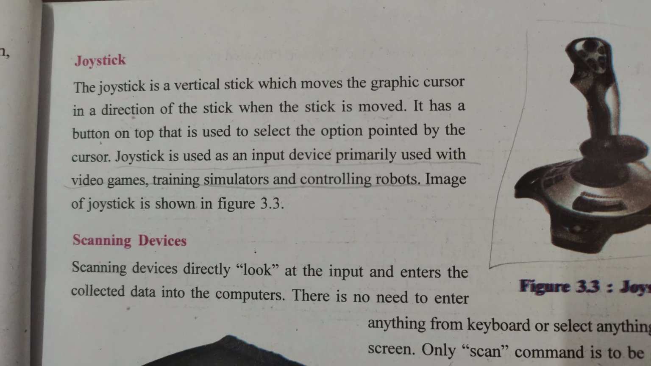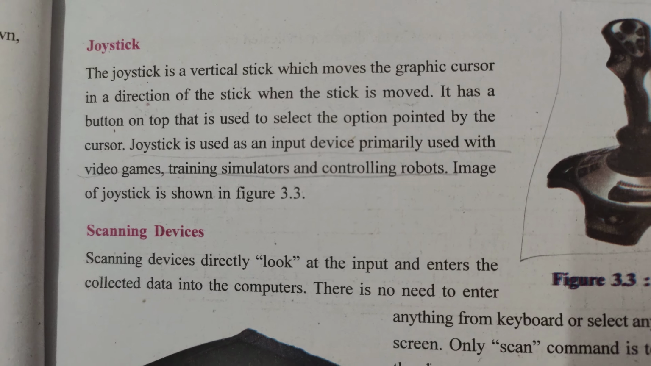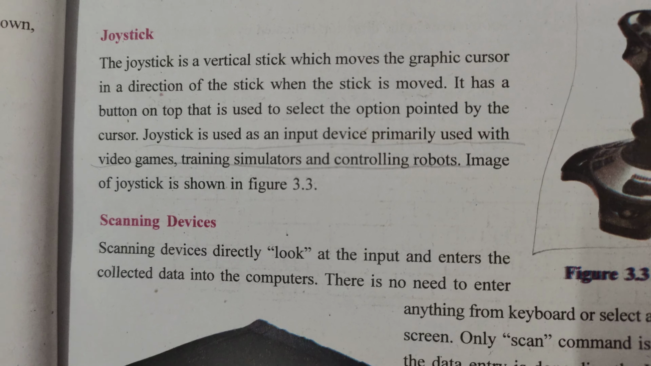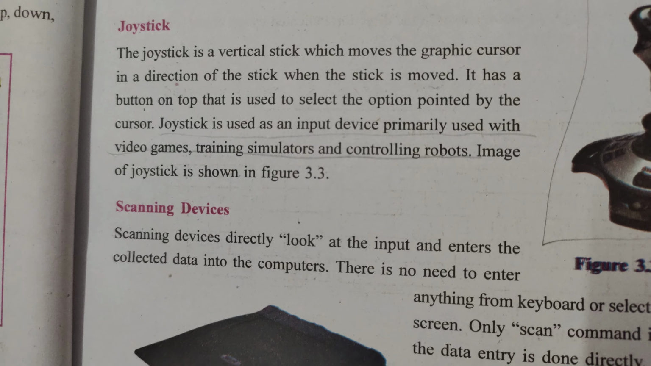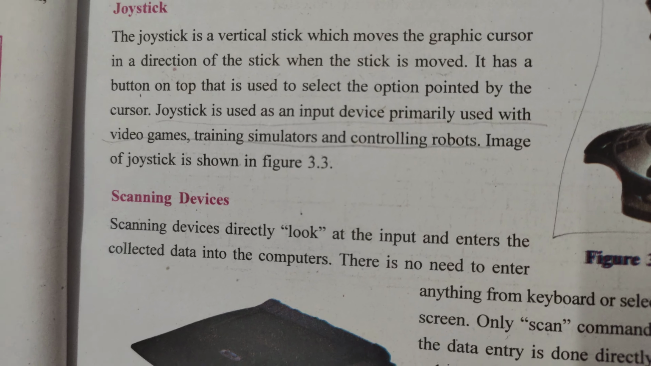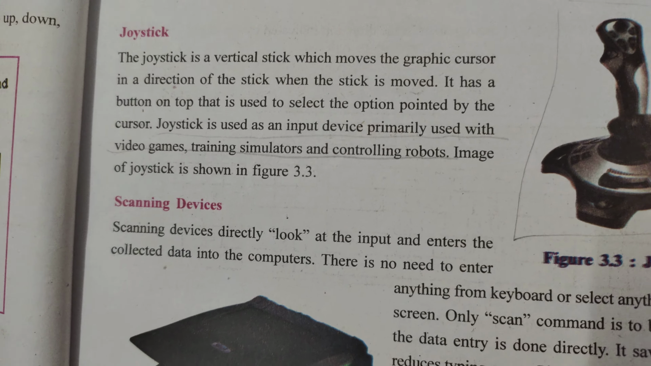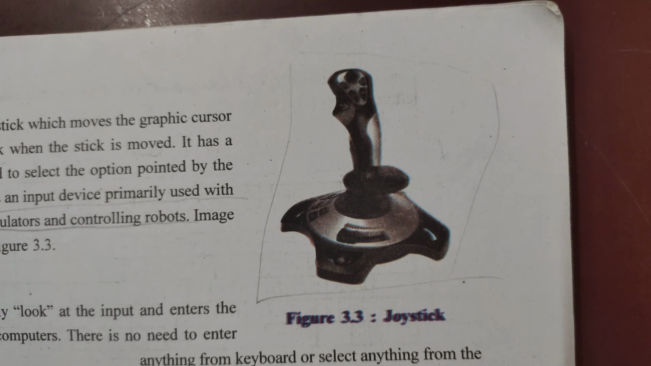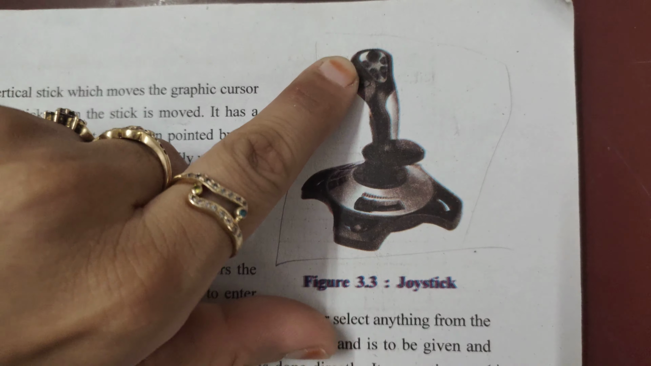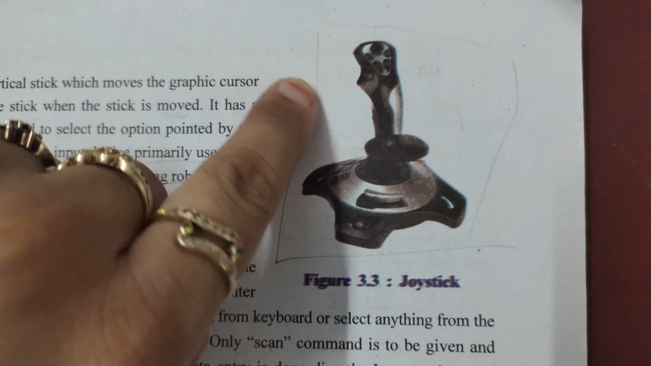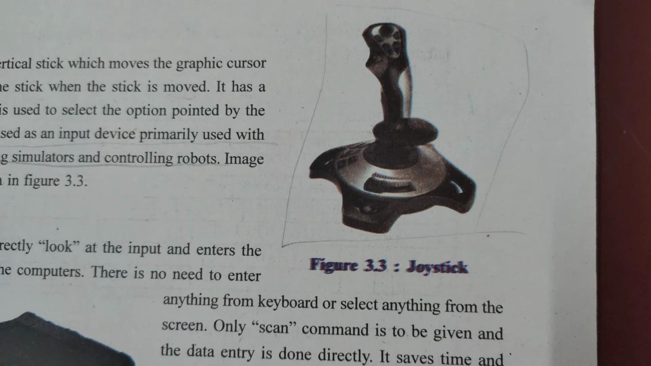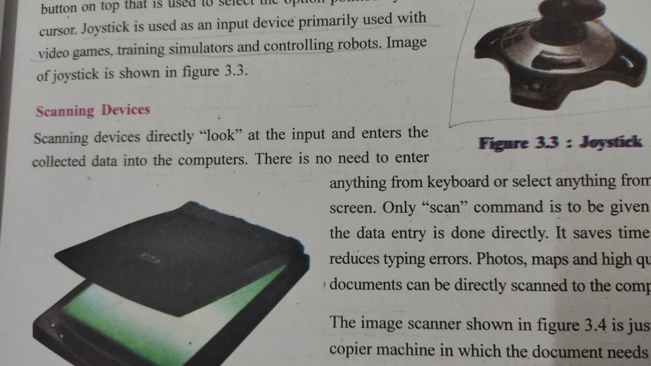Joystick is also an input device. A joystick is a vertical stick which moves the graphical cursor in the direction of the stick when the stick is moved. It has a button on top that is used to select. You can see this button on top, which is used to select, and the joystick can be moved from left to right or any direction you want.